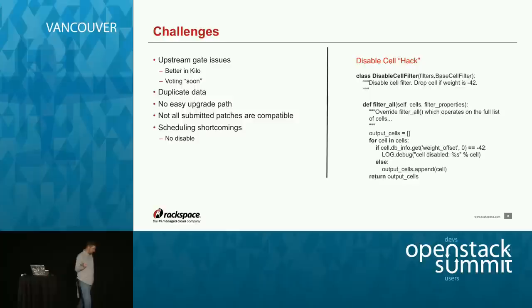One of my fundamental problems with it is I can't turn one off. And there are times, as you all know, when things break in portions of your infrastructure, and to be able to not send builds to that would be amazing. So the code on the right side is actually a really dirty hack that I shared in the cells presentation of how we apply a filter with a custom weight, and that allows the scheduler to not send any builds whatsoever. So it's the closest thing we have to an off switch for our cells.